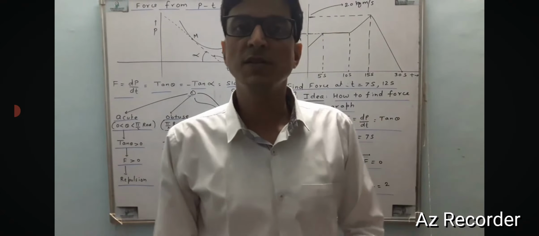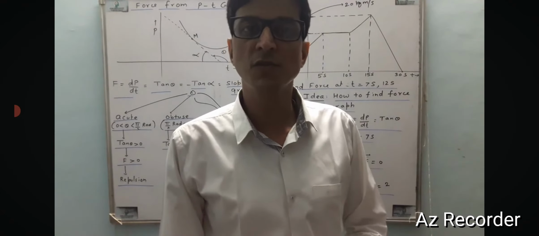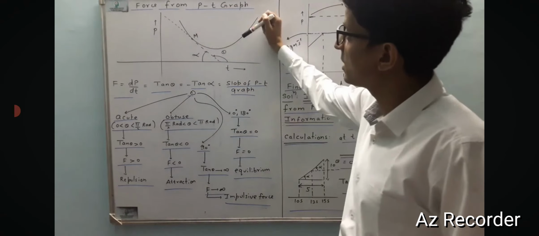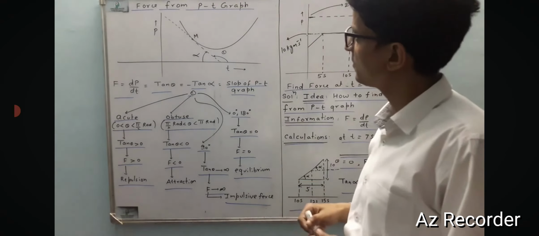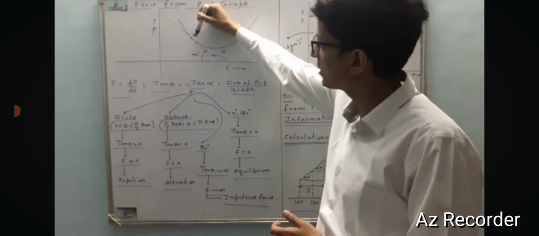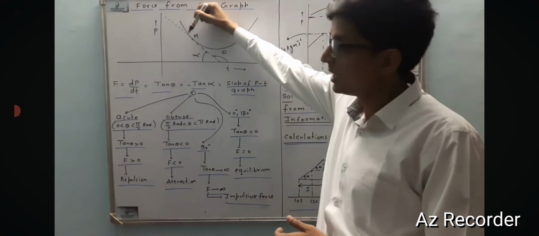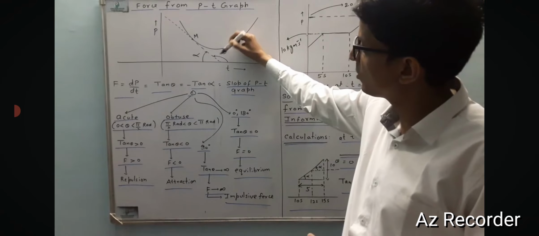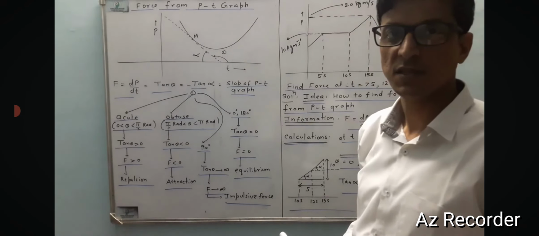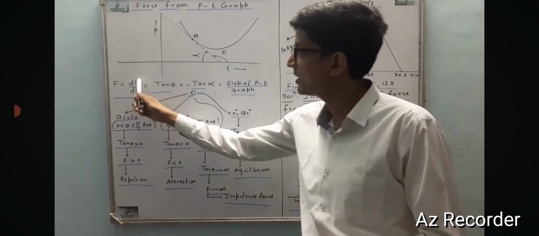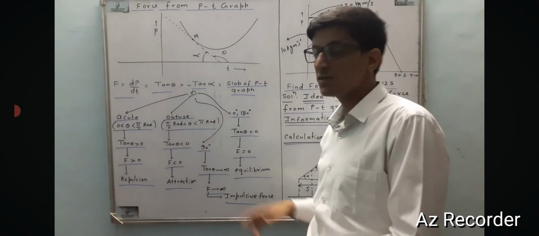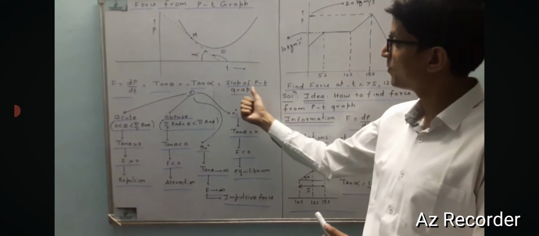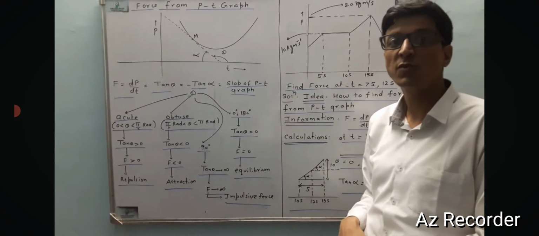Today we shall discuss the force from the momentum time graph. So we need to find force from the PT graph. Suppose this is the momentum time graph. We take a point M on the graph and we draw a tangent. Let the tangent make an angle theta with the t axis in the anticlockwise sense and alpha in the clockwise sense. Then we know that the force is defined by dp by dt, which is equal to tan theta, which is equal to minus tan alpha, which is the slope of the PT graph, that is, the slope of the momentum time graph.